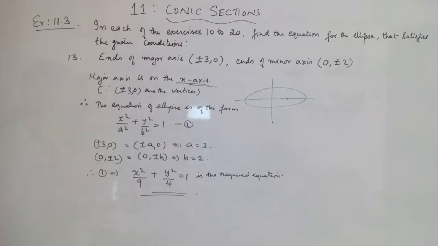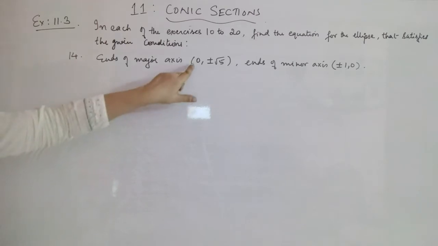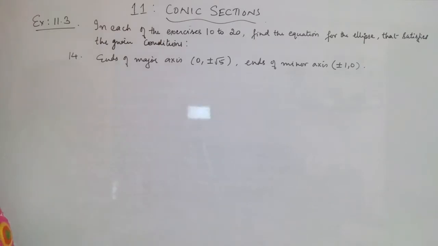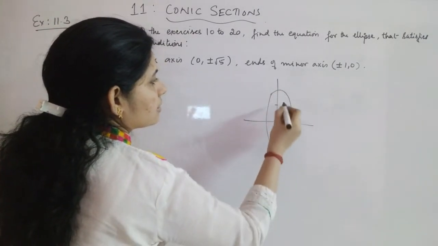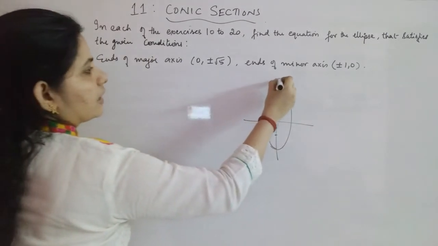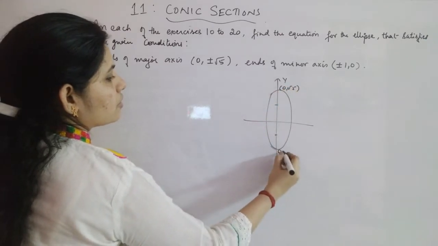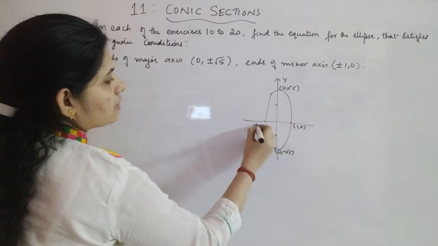Okay. Question number 14: ends of major axis is 0, plus or minus root 5 and ends of minor axis is plus or minus 1, 0. Now when you have the coordinates like this, the major axis is giving you 0, plus or minus something. That means the major axis is lying on the y axis. The figure or the graph will be like this. Here is the major axis y. So the ends of the coordinates are given as 0, root 5 and 0, minus root 5, and here you have the minor, that is 1, 0 and minus 1, 0.